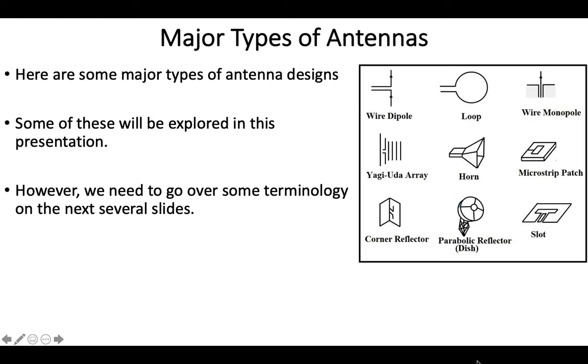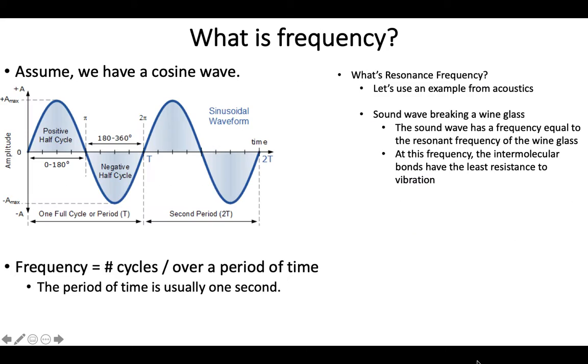So we need to look over some antenna terminology as well. So what is frequency? Let's look at this cosine wave here. You see that frequency is defined by the number of cycles over a period of time. A cycle is when, in this case, it goes from zero to the positive part, and then it goes through the negative part, and then it ends back up at zero, and that's what we call a cycle.